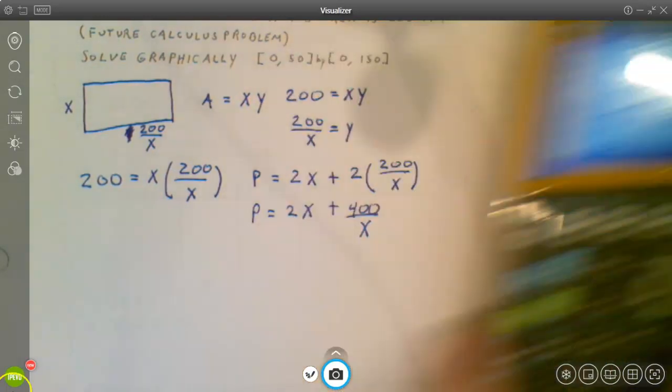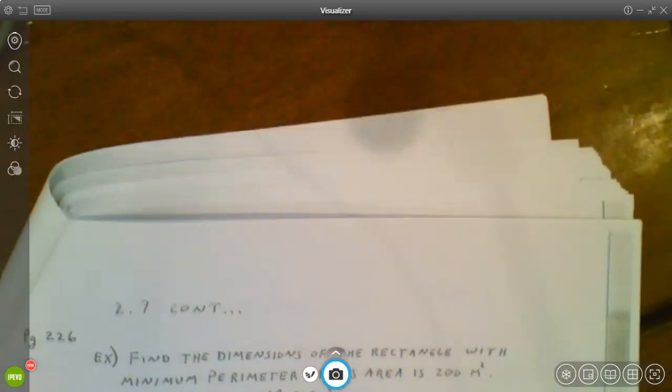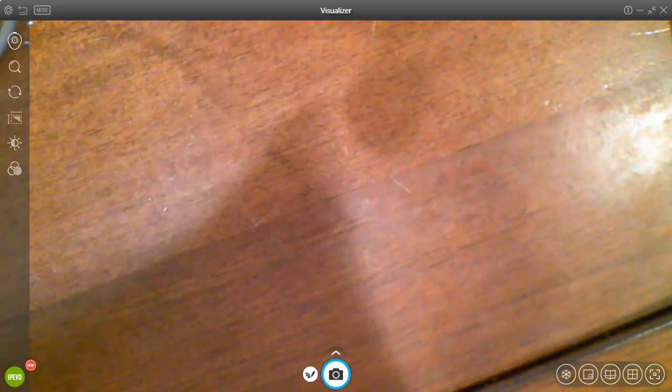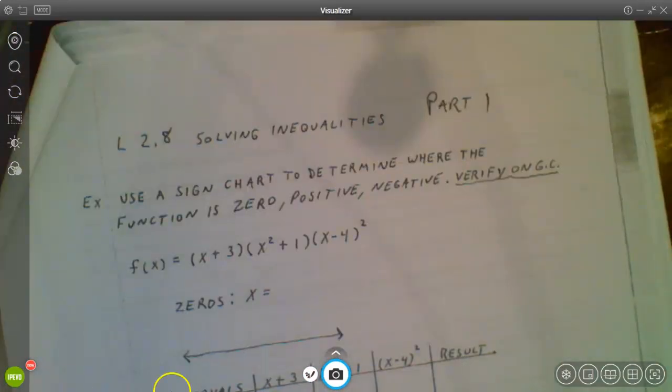So we're just going to be solving those still graphically for now. And that is it for 2.7. So we'll get into 2.8 in the next one.